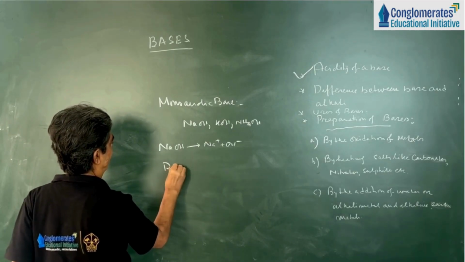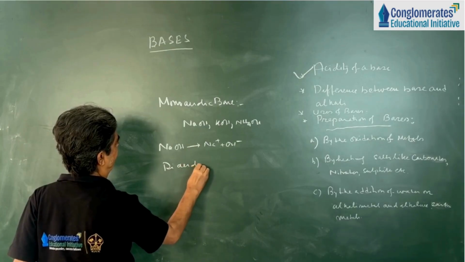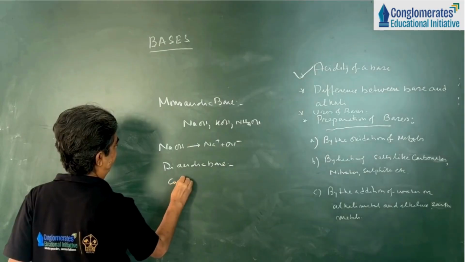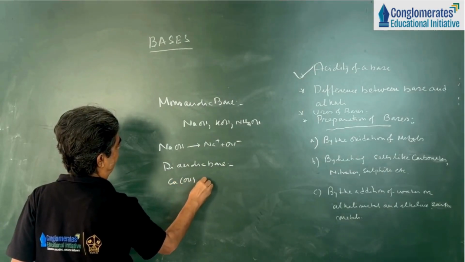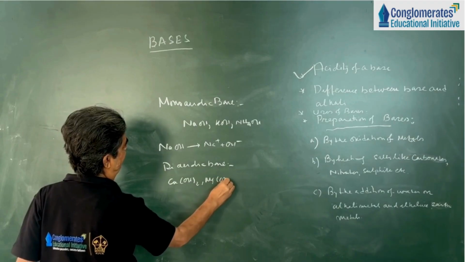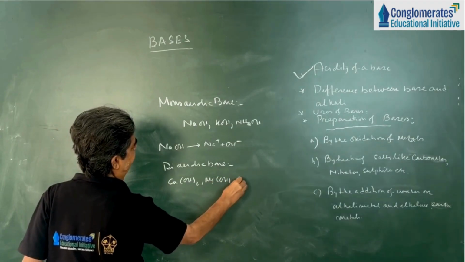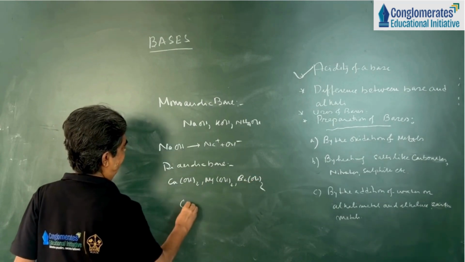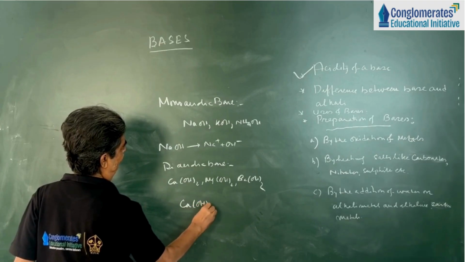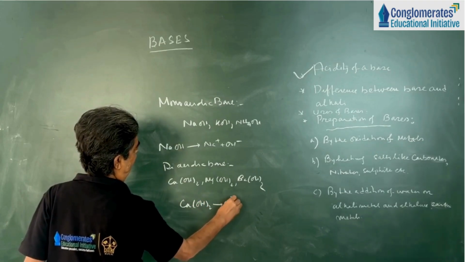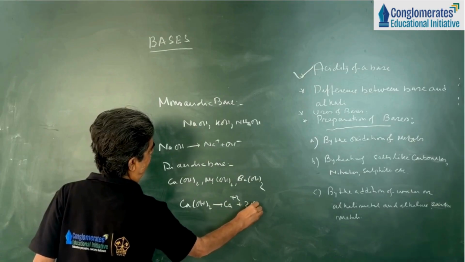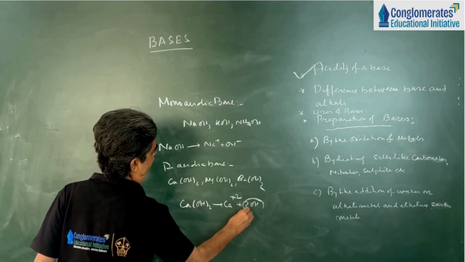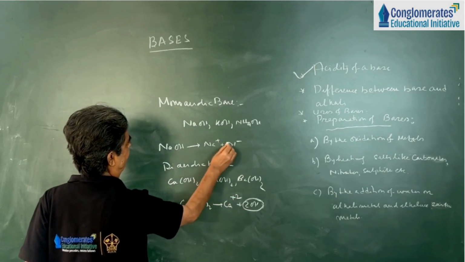Diacidic base, examples: calcium hydroxide, magnesium hydroxide, barium hydroxide, etc. Why? Because they produce two hydroxyl groups.